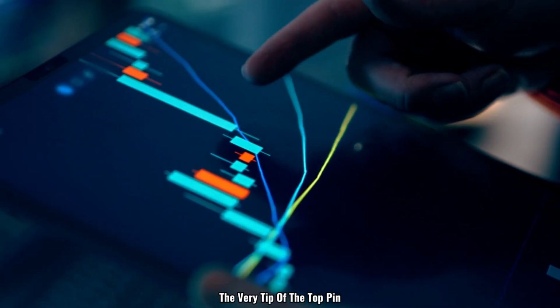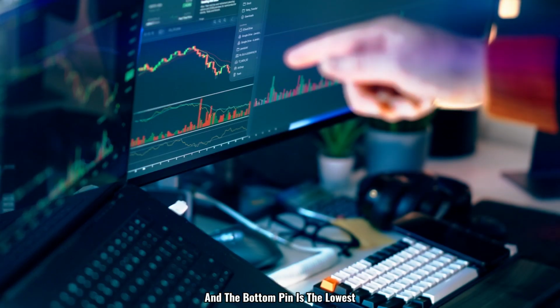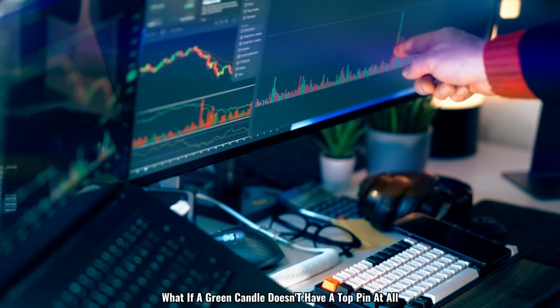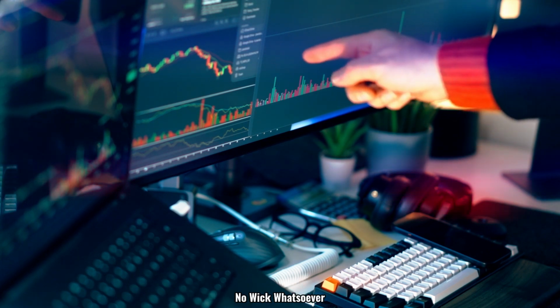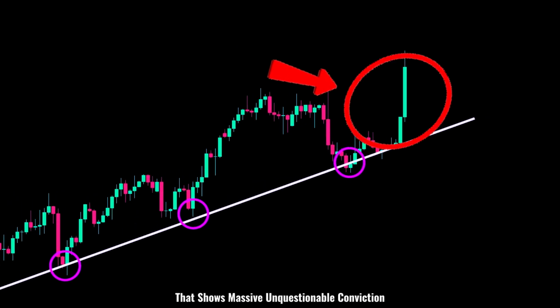The very tip of the top pin is the absolute highest price, and the bottom pin is the lowest. But here's a crazy thought. What if a green candle doesn't have a top pin at all? No wick whatsoever? That means the buyers never retreated, not even for a second. They pushed the price right up to the buzzer, closing at the absolute extreme high. That shows massive, unquestionable conviction.